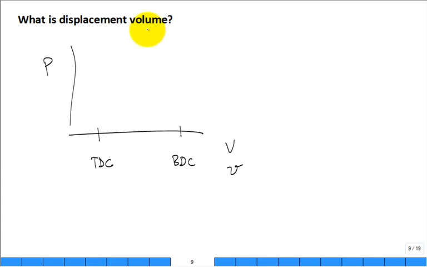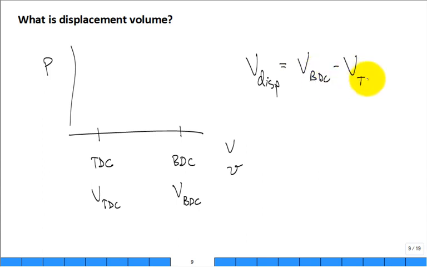Yeah, that's all it is. So basically, you have a volume at bottom dead center, and you have a volume at top dead center, and the volume that's displaced is not that hard: it's the largest volume, at bottom dead center, minus the volume at top dead center. Make sense?